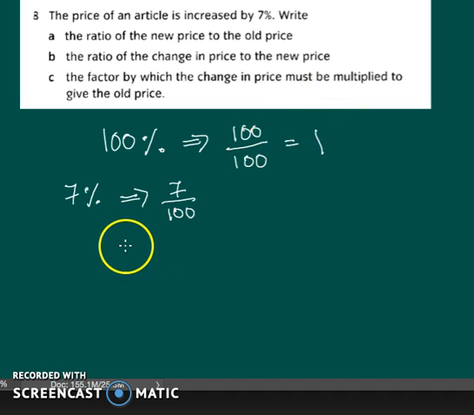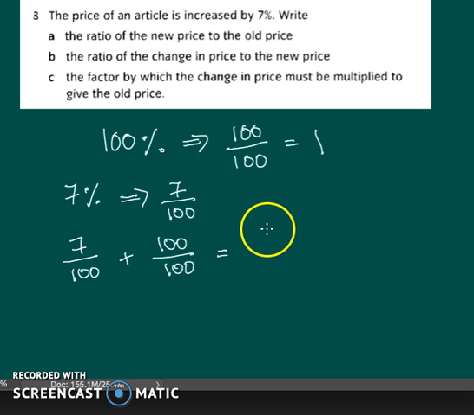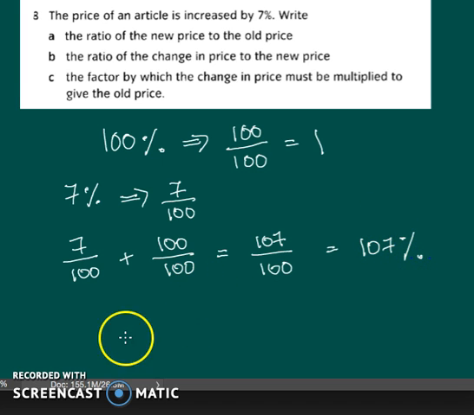Now, if we want to add 7% to 100%, we are adding 7 over 100 to 100 over 100, which gives us 107 over 100. You can also call that 107%. So let's look at our first question, part A. What is the ratio of the new price to the old price?